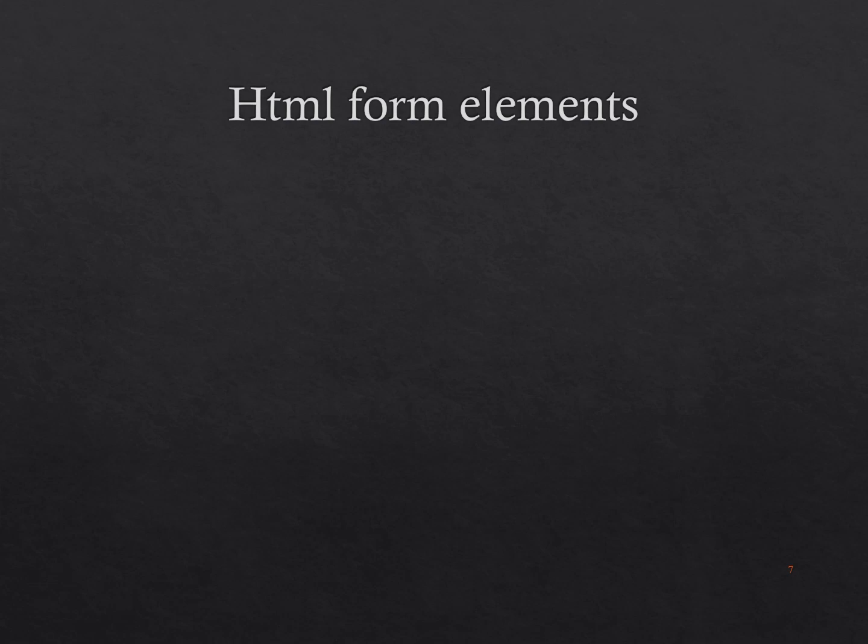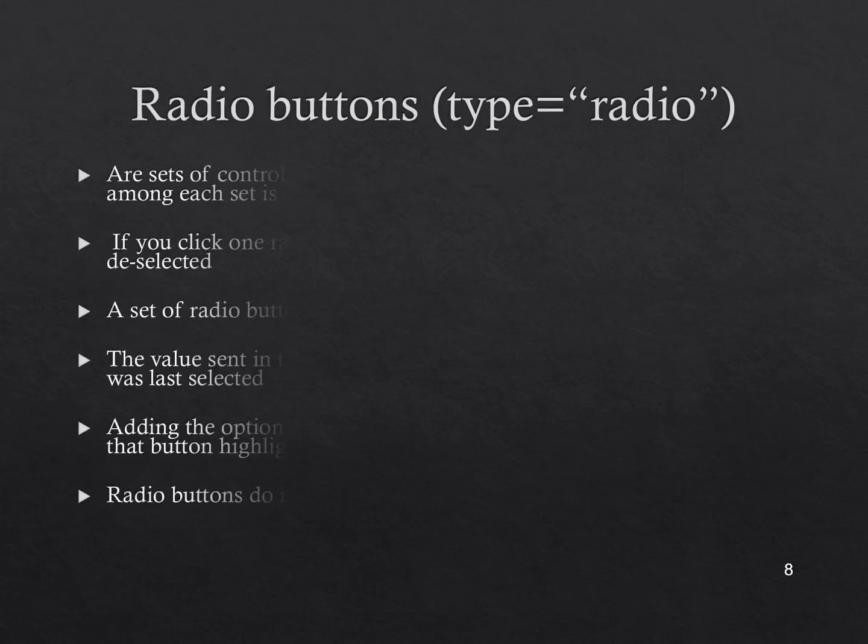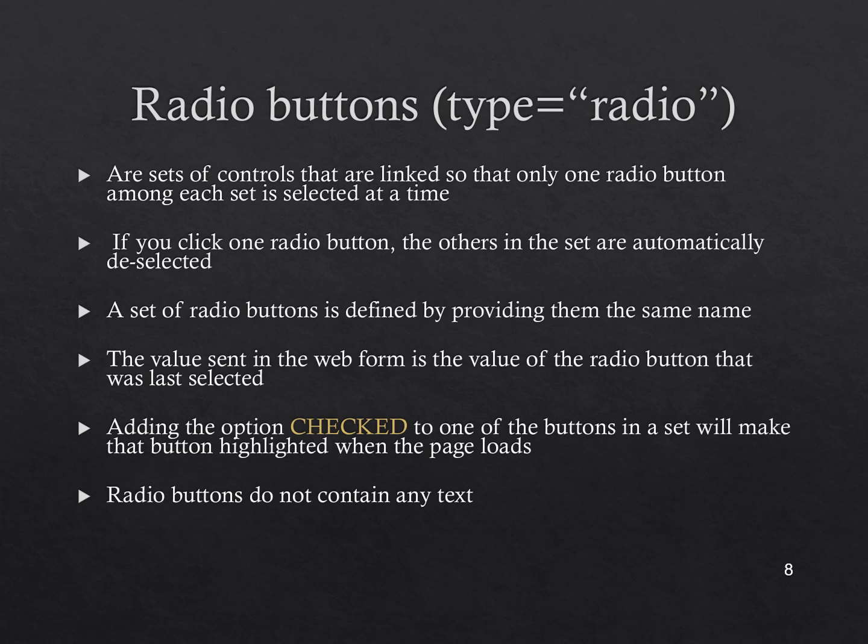Then HTML form elements. The HTML form element can contain one or more of the following form elements such as radio buttons, text field, checkboxes, text. As already said, radio buttons are also called option buttons. Radio buttons are a set of controls that are linked, so only one radio button among each set is selected at a time. There are multiple buttons, and to select one among all of them, radio buttons are used. If you click on one radio button, the others in that set are automatically deselected.